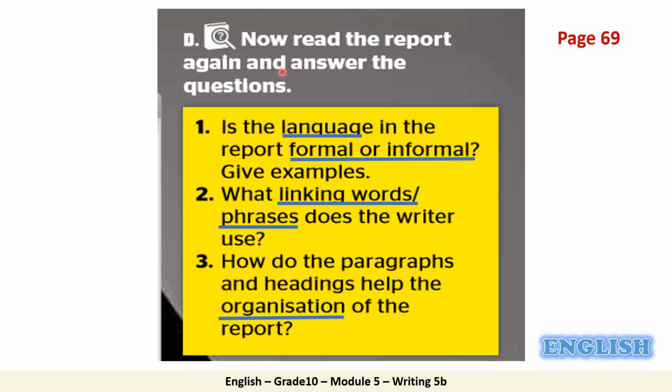Let's move on to exercise D. Now read the report again and answer the questions. Question 1. Is the language in the report formal or informal? You need to provide examples. Question 2. What linking words or phrases does the writer use? Also, you need to think about this one. We will go through them one by one. And question 3. How do the paragraphs and headings help the organization of the report? Let's check your understanding.